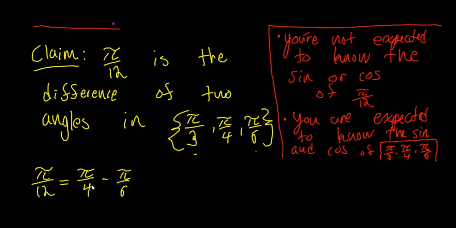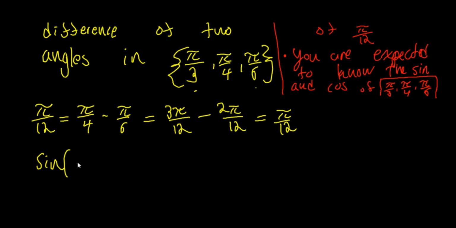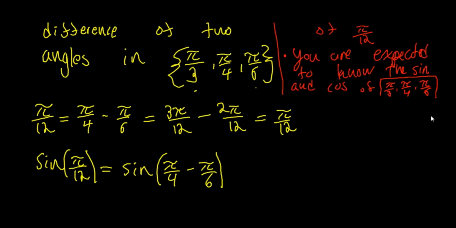Well, let's see why that's true. Let's make a common denominator here. This is equal to 3 pi over 12 minus 2 pi over 12. If I multiply pi over 4 by 3 over 3 and pi over 6 by 2 over 2, that gives me 3 pi over 12 minus 2 pi over 12, which is equal to pi over 12. So that's nice. This means that sine of pi over 12 is equal to sine of pi over 4 minus pi over 6.